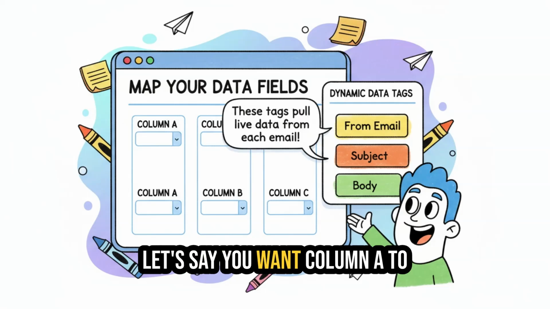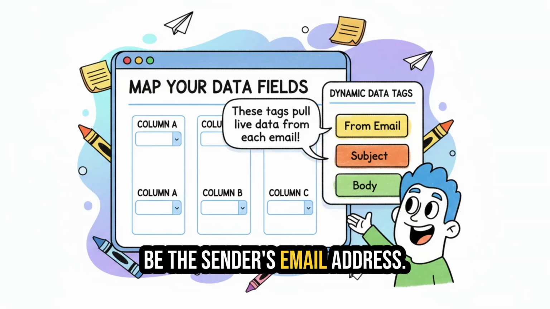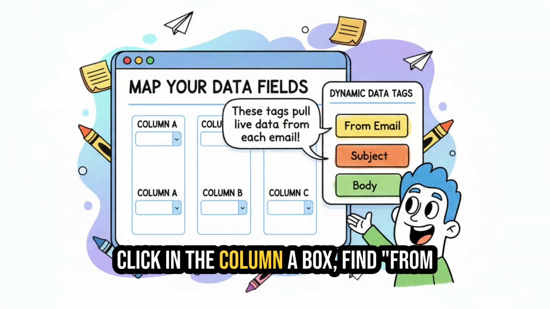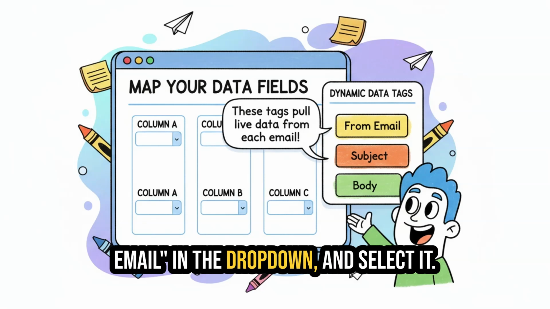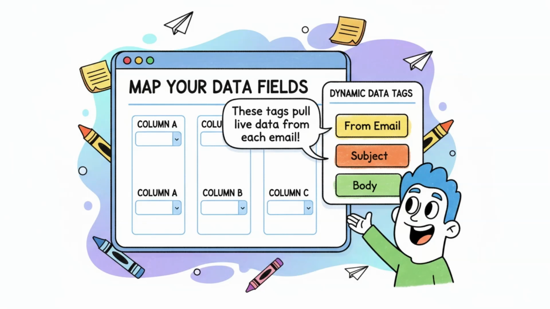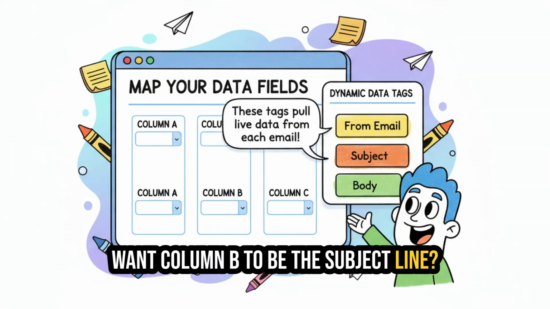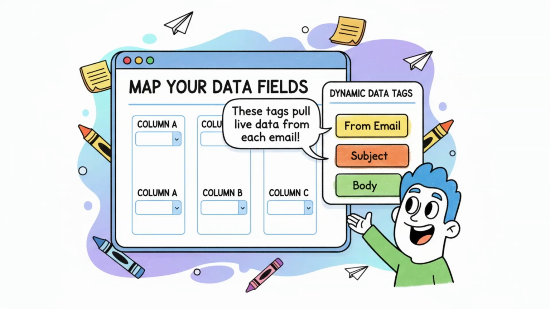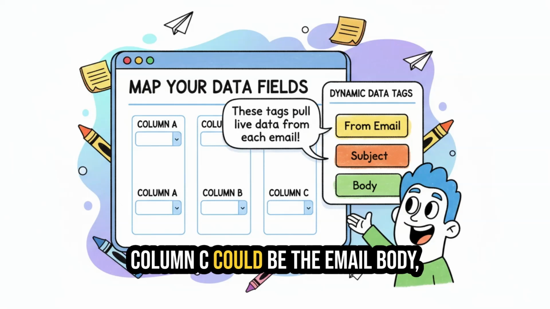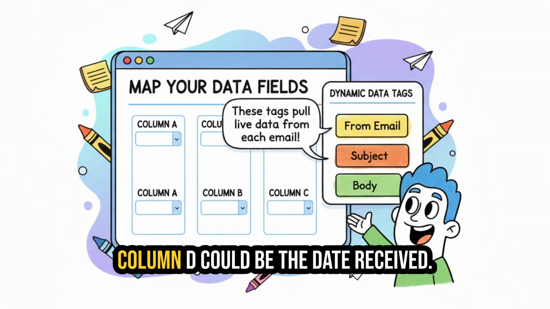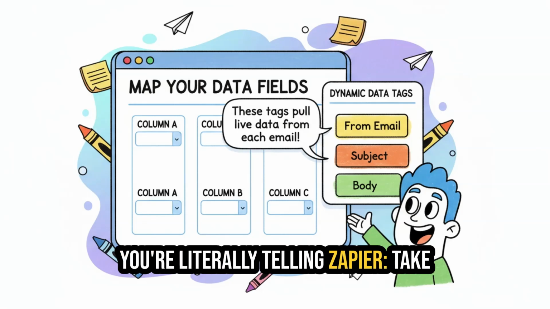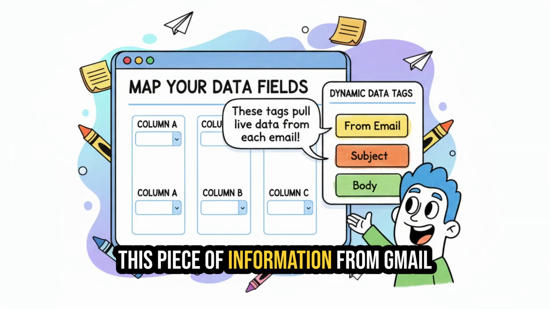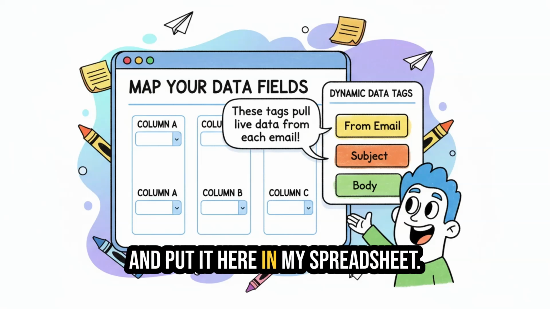Let's say you want column A to be the sender's email address. Click in the column A box, find From Email in the drop-down, and select it. Want column B to be the subject line? Click in column B, select Subject. Column C could be the email body. Column D could be the date received. You're literally telling Zapier, take this piece of information from Gmail and put it here in my spreadsheet.